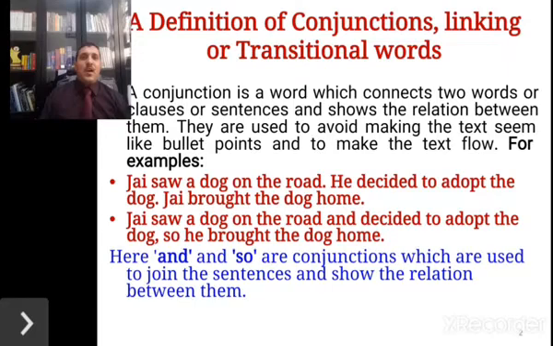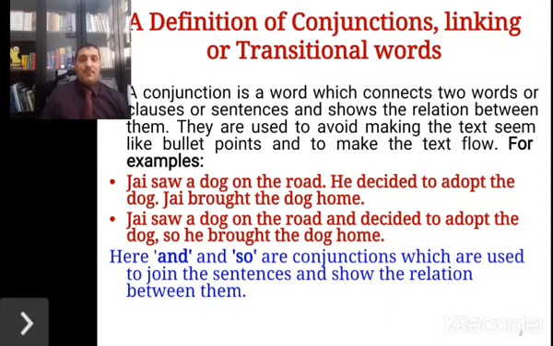First, what is the definition of conjunctions, linking words, or transitional words? A conjunction is a word which connects two words or clauses or sentences and shows the relationship between them. They are used to avoid making the text seem like bullet points and to make the text flow flexibly.